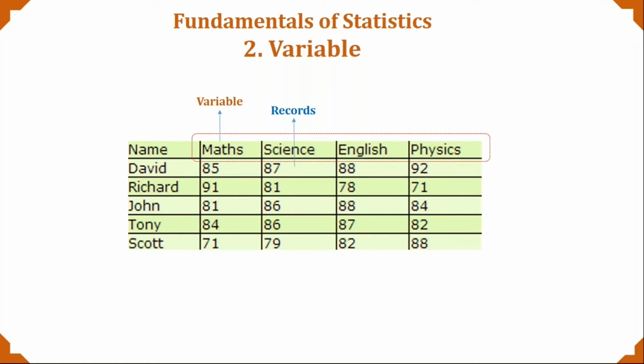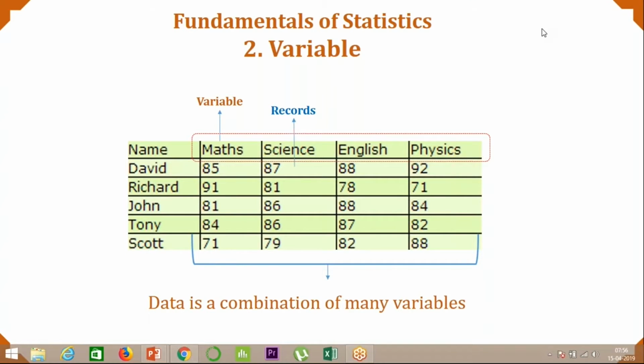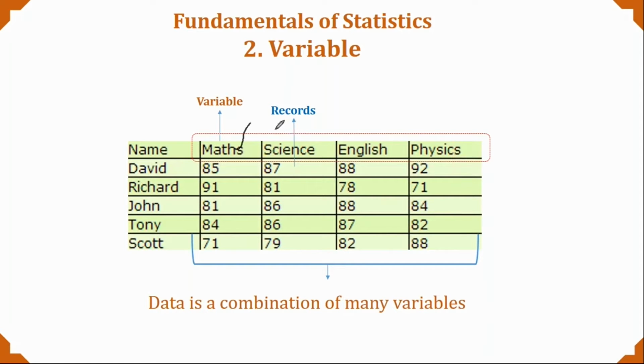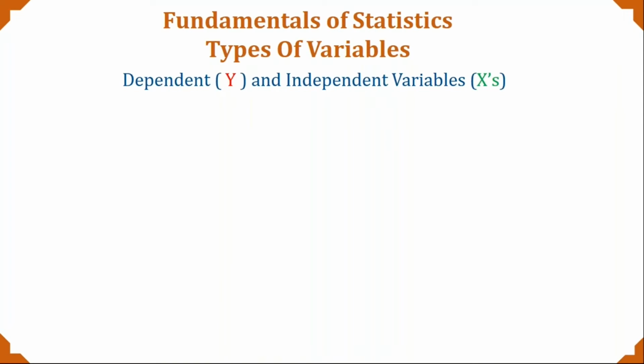So data is a combination. The whole data set is a combination of different variables. Now we know what a variable is, what the data is. So let's get into the types of variables. There are two types of variables: one is the dependent variable and another one is the independent variable.